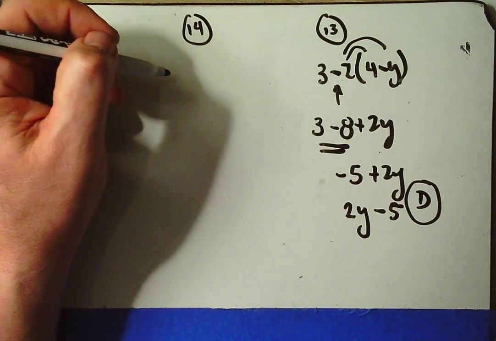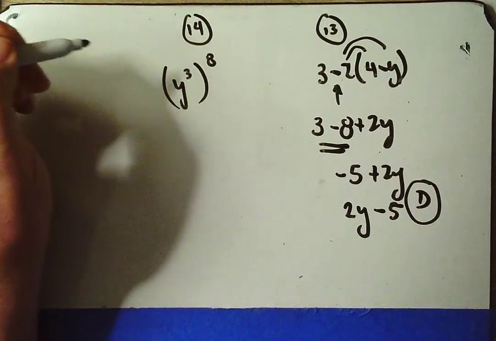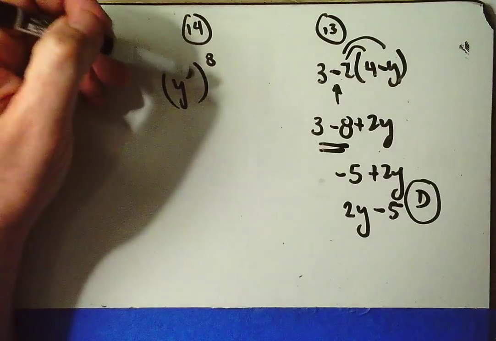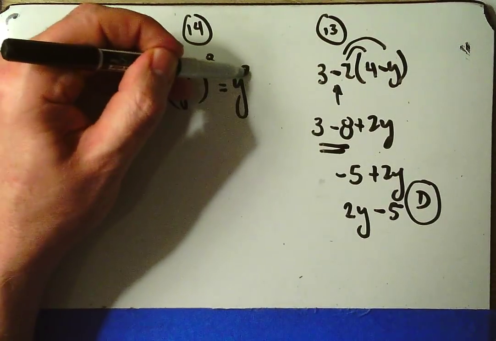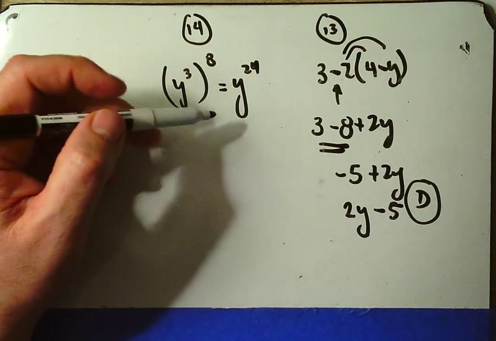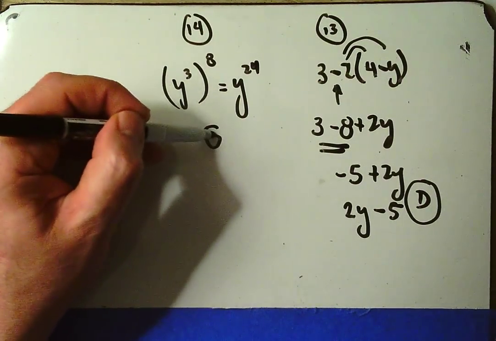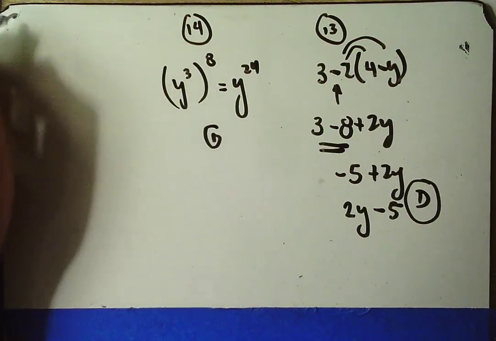Which of the following is equivalent to y to the third raised to the eighth? Well, I remember when I raise a power to a power, I'm supposed to multiply those powers. So this would be y to the 24th. Y to the 24th is choice G. Choice G for number 14. 15.